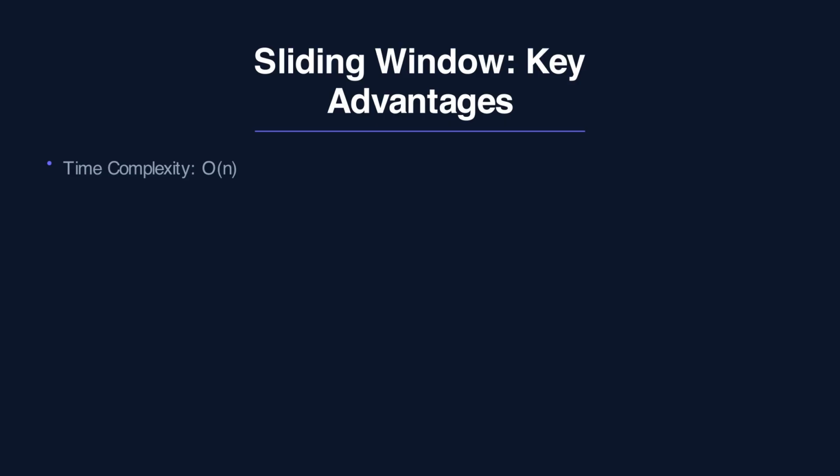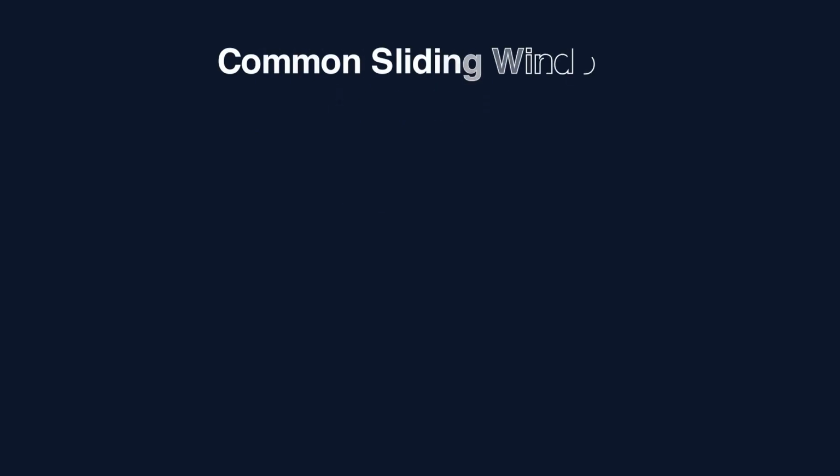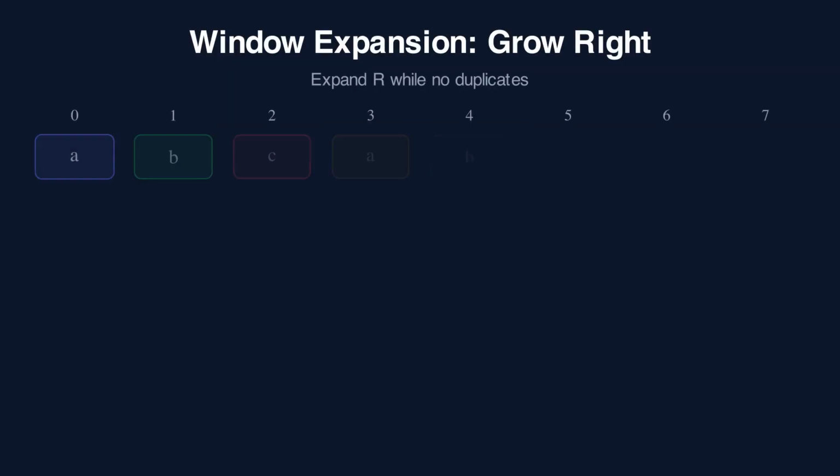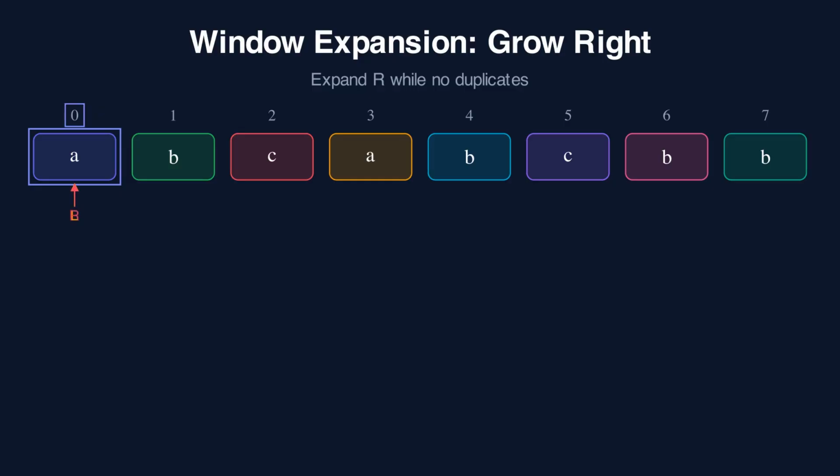The sliding window is a versatile pattern, useful for many problems beyond just finding the longest substring with no repeated characters. It applies to problems like finding the maximum sum subarray of a fixed size k, or identifying the minimum window substring containing all characters from another string. The core principle remains consistent: expand the window from the right and shrink it from the left whenever a constraint is violated.